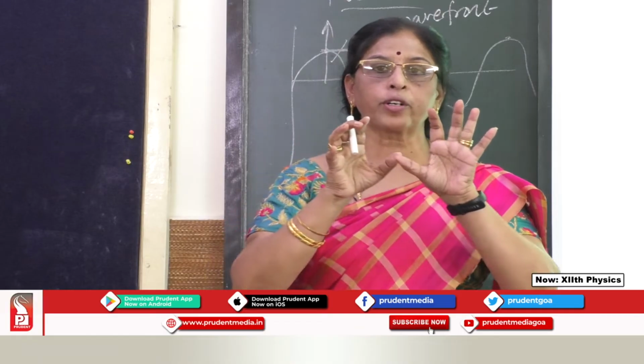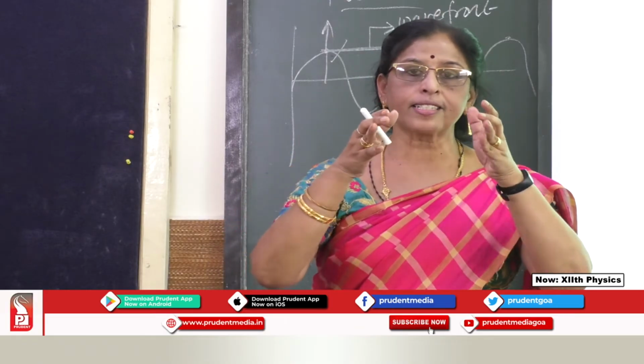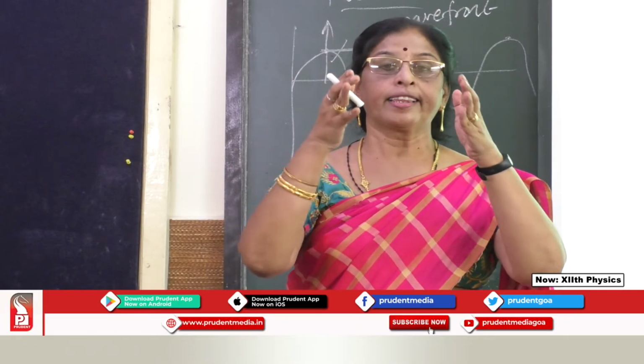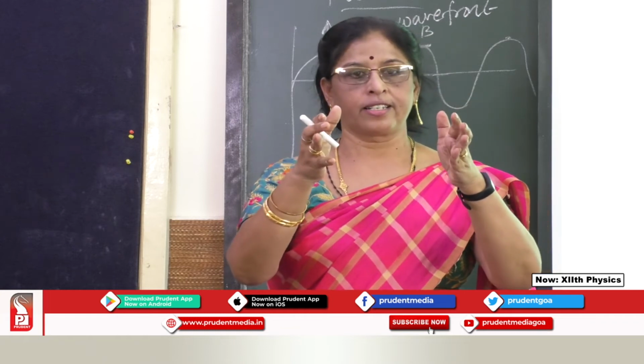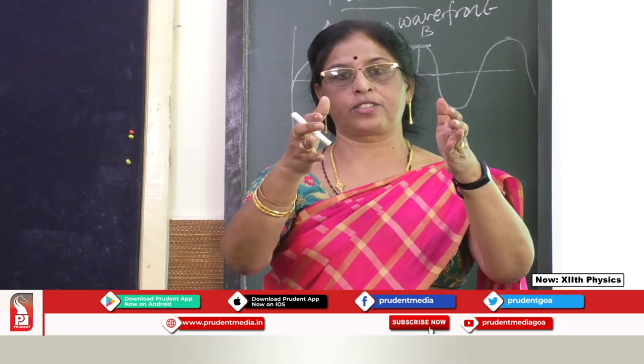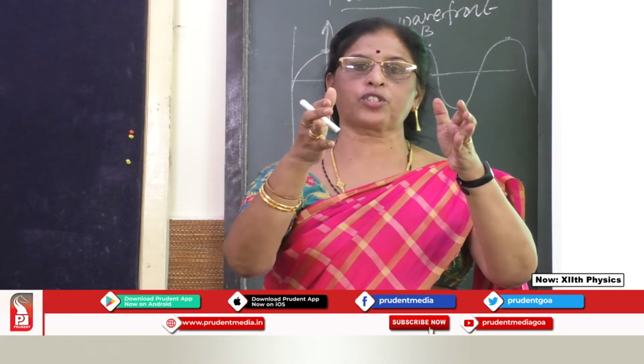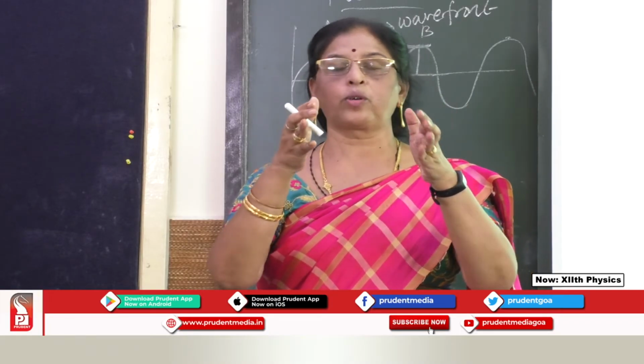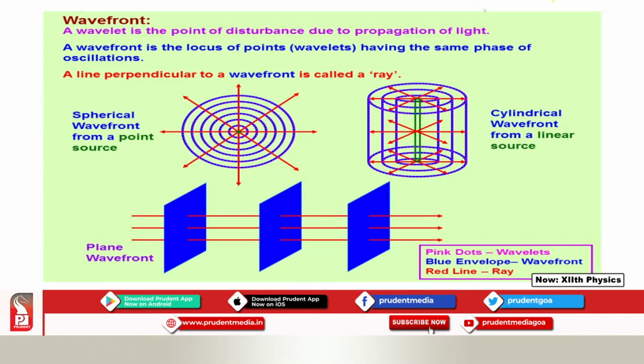The waves progress forward. That is the direction of the light. That is what a ray is. A ray is the direction of the wavefront. The direction in which they travel is what we call a ray. So this is a perpendicular one. It's always perpendicular to the wavefront.